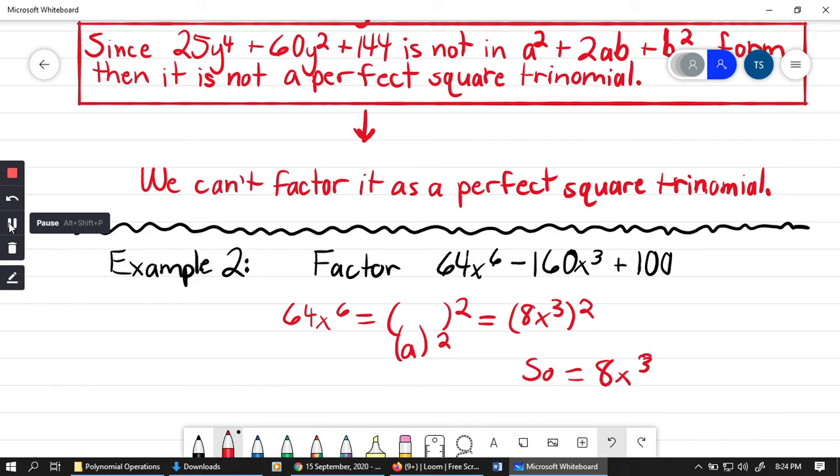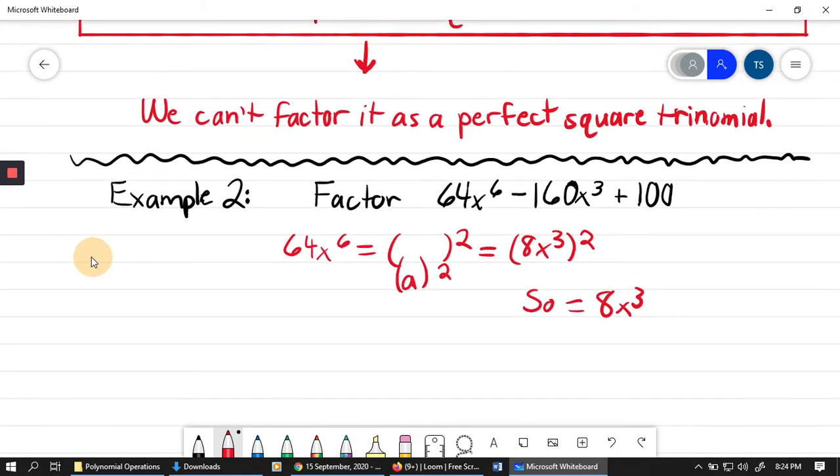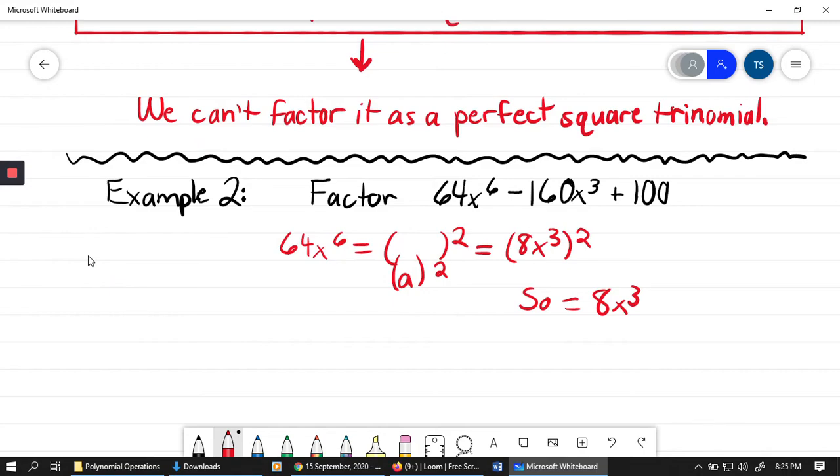Alright, the next part, we look at the constant term here, 100. Alright, so 100, it can be written, of course, as something squared. We take the square root of 100, and we know that the square root of 100 is 10.